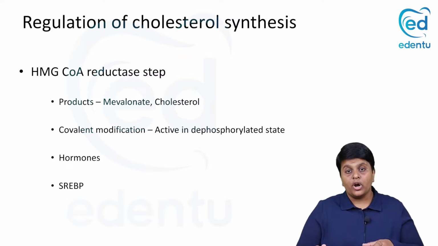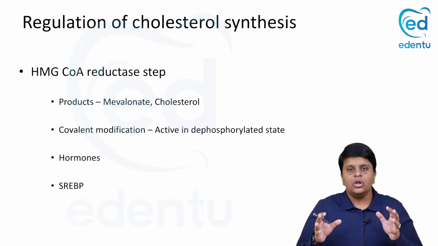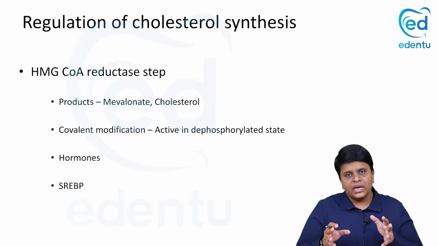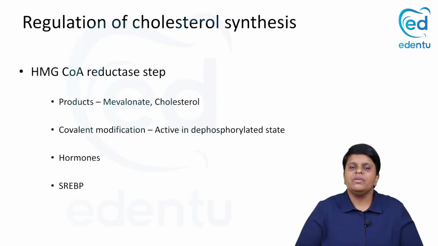When you have the products in excess, the reaction will not occur. So the product of that particular enzyme is mevalonate, and the end product of the whole metabolism is cholesterol. So when mevalonate and cholesterol are in excess, this particular reaction or the synthetic pathway will not occur.